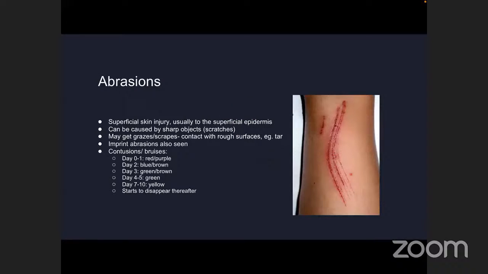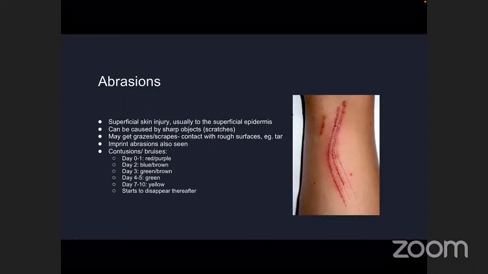And then in terms of abrasions, these are more superficial skin injuries. There's incomplete penetration of the skin, and it's usually damage to the superficial epidermis. They can be caused by sharp objects, but in other cases you can get grazes or scrapes, which are caused by contact with rough surfaces like tar, or somebody that was dragged along or scraped. And then you may get imprint abrasions, also with objects being imprinted on the skin, which with a high enough force would result in an imprint being left behind.